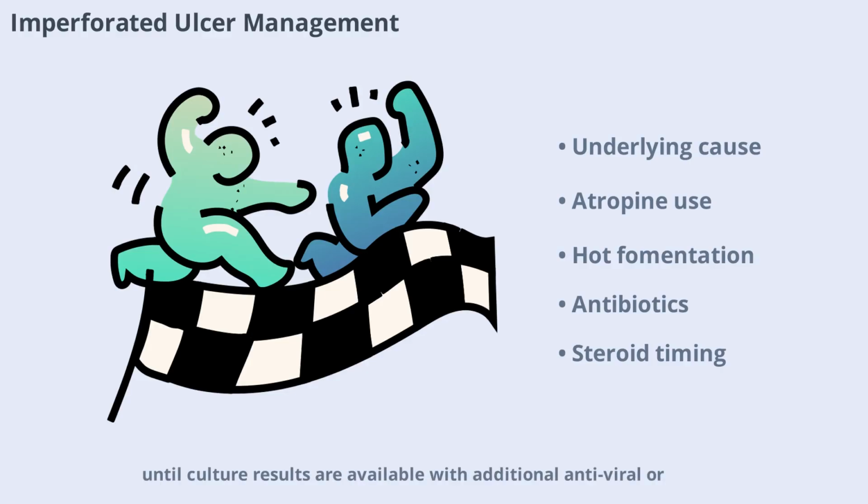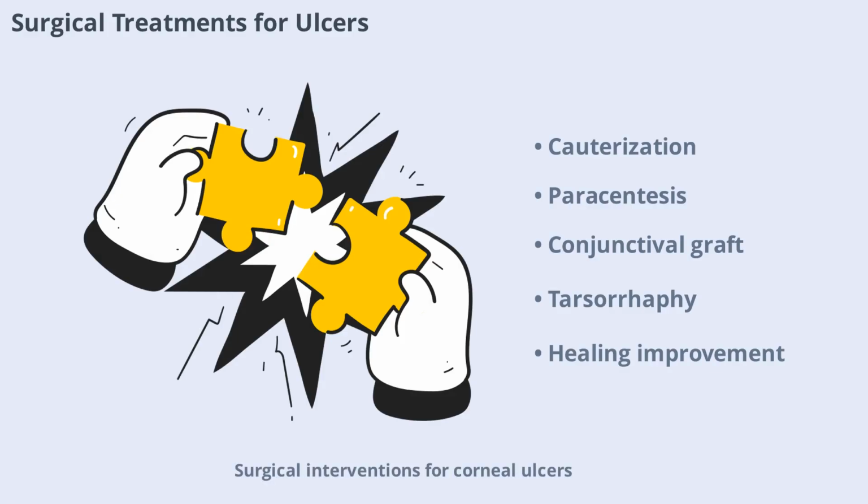Broad-spectrum antibiotics are used until culture results are available, with additional antiviral or antifungal drugs for specific infections. Steroids are reserved for post-healing to avoid inhibiting repair. Surgical interventions for corneal ulcers include cauterization of non-healing margins, paracentesis to drain accumulated aqueous, conjunctival flap grafts for persistent ulcers, and tarsorrhaphy for neuroparalytic or exposure keratitis.